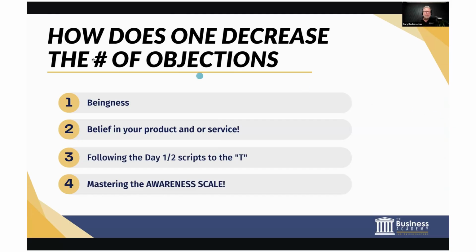Okay. Now, how does one decrease the number of objections? I started off with talking a little bit about be, do, have. The beingness of the individual will obviously decrease the number of objections. The more faith, confidence, and certainty you have in your product, services, and ideas.